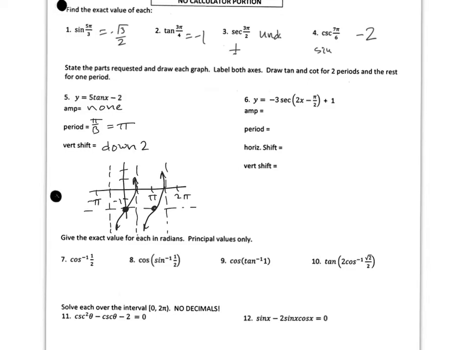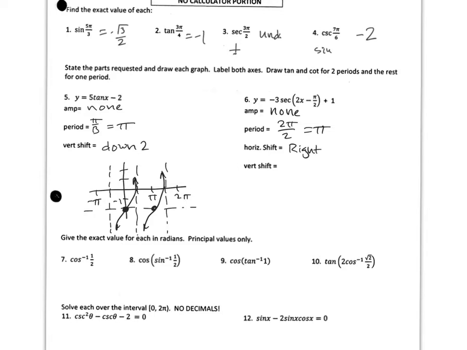For number 6, of course, not supposed to be a trick. It's just a question. There is no amplitude here, but we do need that 3. Period is, of course, 2 pi now over b, or 2 pi over 2. So the period is pi. This thing is moving to the right. Ooh, tricky. Look at this.